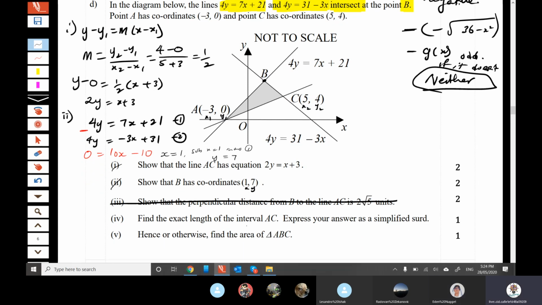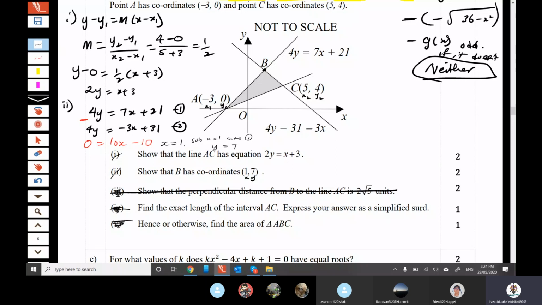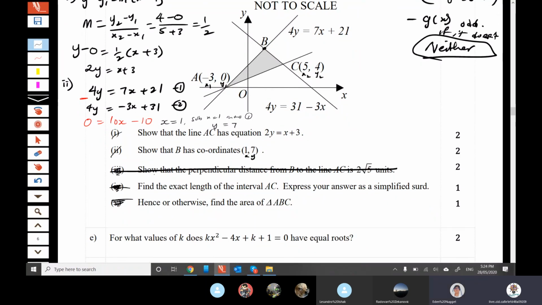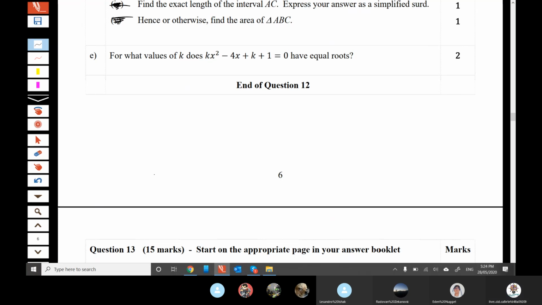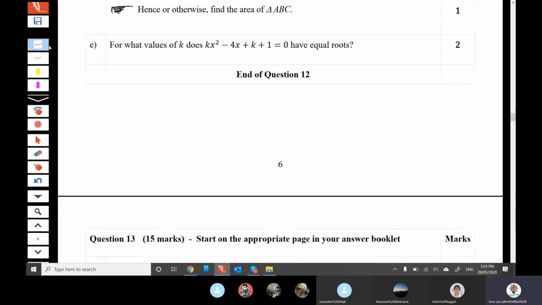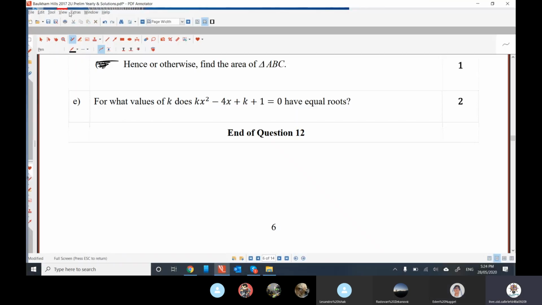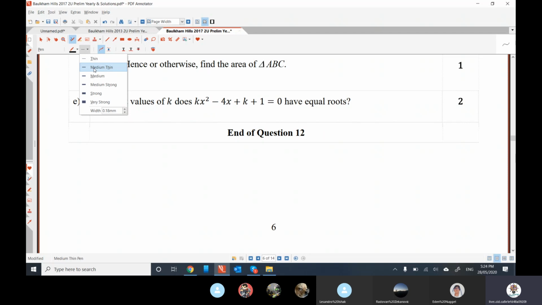Find the exact length of the interval AC. Oh no, you can't do that because you need that one, and then you probably can't do those ones as well. Okay, all good. I'll have to find you some ones that are more relevant for your new syllabus. Okay. E. Last one for this question. For what values of k does this have equal roots?